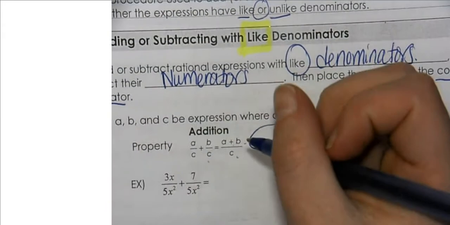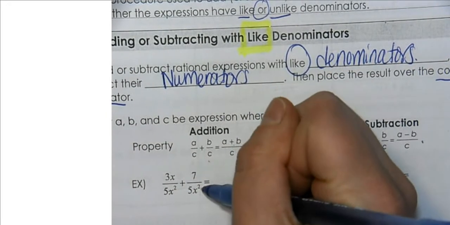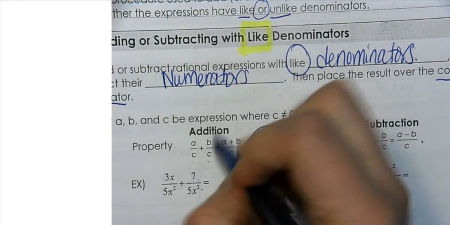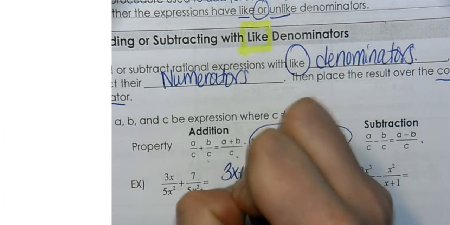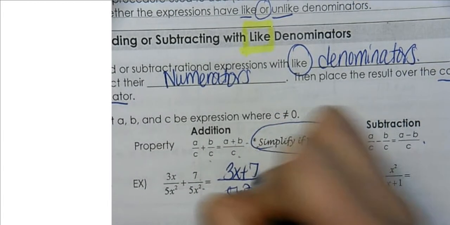So in this example, we have a common denominator of 5x squared. We're going to simply add our numerators. This is 3x plus 7 over 5x squared.